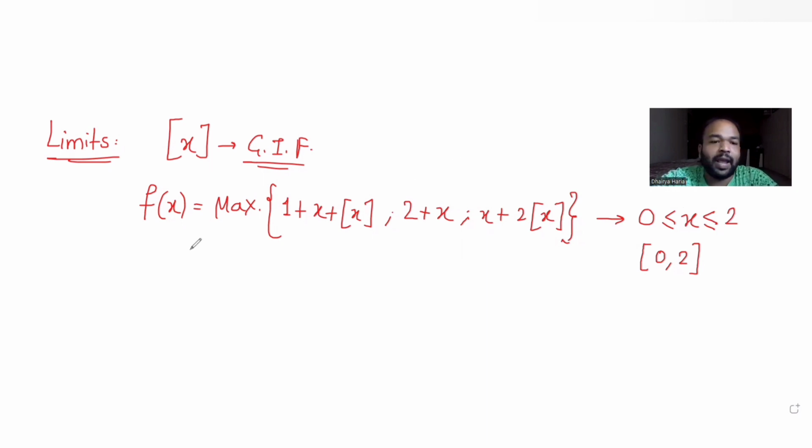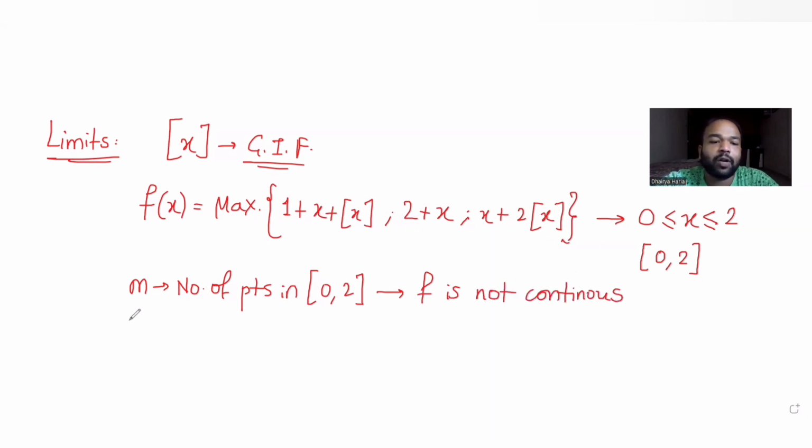Further, they have told us m indicates the number of points in the closed interval [0, 2], for all values of x from 0 till 2, including x equal to 0 and x equal to 2, where f is not continuous.